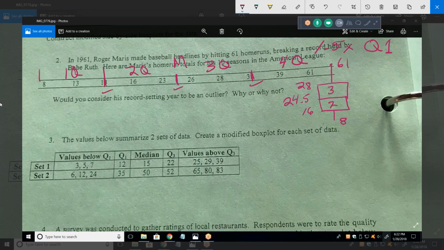But according to the description in my book, this would not be a bad way. In other words, you calculate the median. That's clearly the median, no question about that. 24 and a half. And then my book indicates that you calculate the median on the entire left side, which is 14. Now there's an odd number, so 14 would be the median.